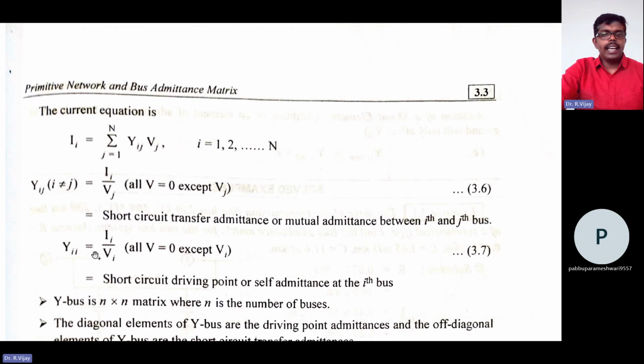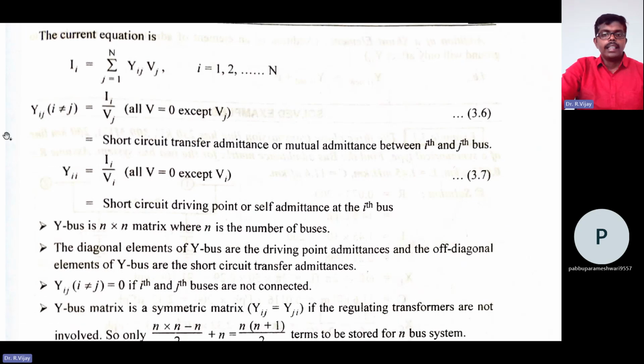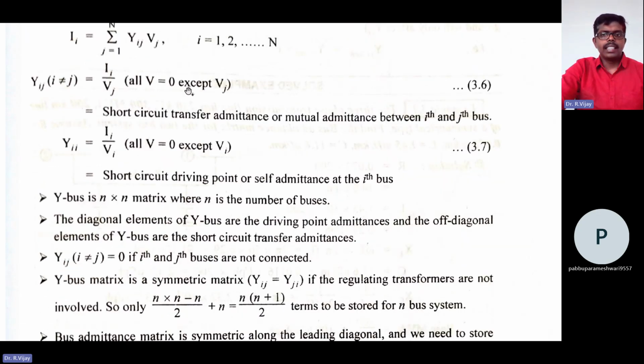Next, Yii is equal to Ii divided by Vi, or in other terms, Ii is equal to Yii into Vi, for all V equal to 0 except Vi. This is a general formulation. These are some of the hints you should remember. Next, the short circuit driving point or self-admittance of the ith bus is Yii.